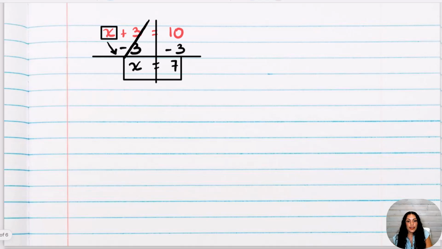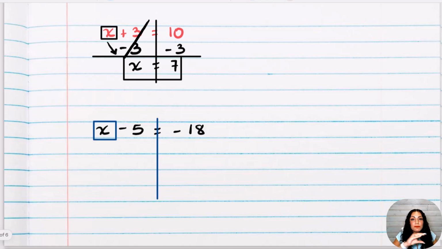Moving to our next one. If we have x minus 5 equals negative 18. Well, let's start with that. Line down our equal sign, box our x, and think about what operation is happening next to our x. Well, the x is getting subtracted by 5, or minus 5 is right next to it, and the inverse operation would be to add 5. When we do inverse operations, they cancel out. Whatever we do on one side, we do on the other side. We have plus 5 here.